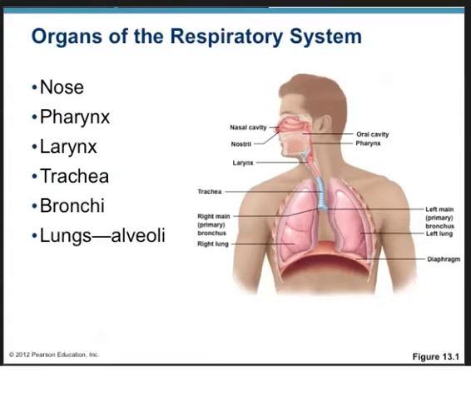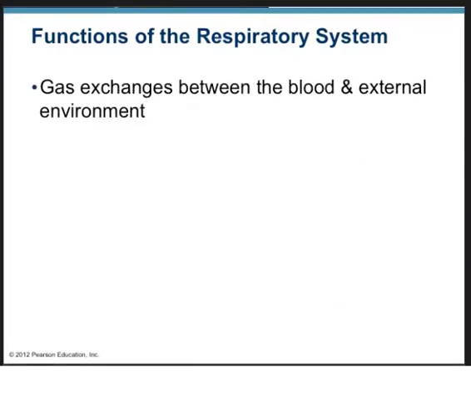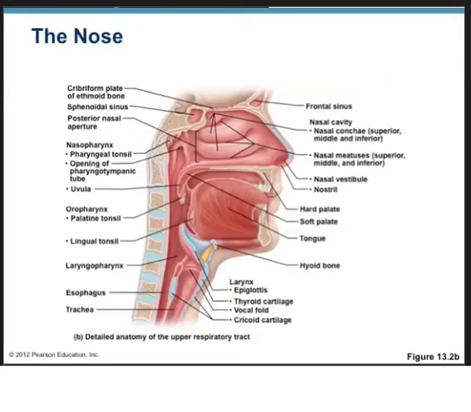Now, the functions of the respiratory system are gas exchange between the blood and the external environment, which occurs in the alveoli of the lungs, as well as passageways into the lungs that purify, humidify, filter, and warm the incoming air. And what you're looking at here is a cross section through the first part of the respiratory system.